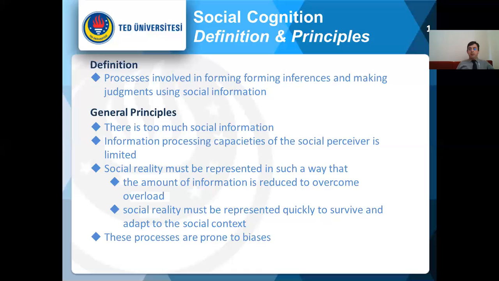Okay, so much social information, a need to reduce the amount of information to overcome overload, and we should do this quickly so that we can survive and adapt. And since we are that quick, we are biased. So these are very important basic principles which will guide us in understanding how people make sense of their relationships and why they make sense of them so.